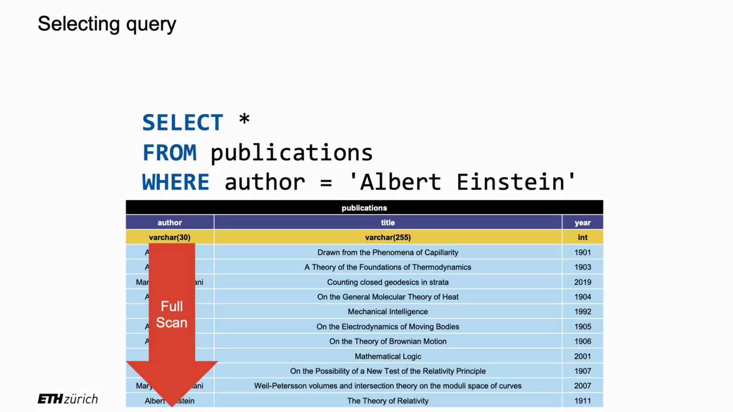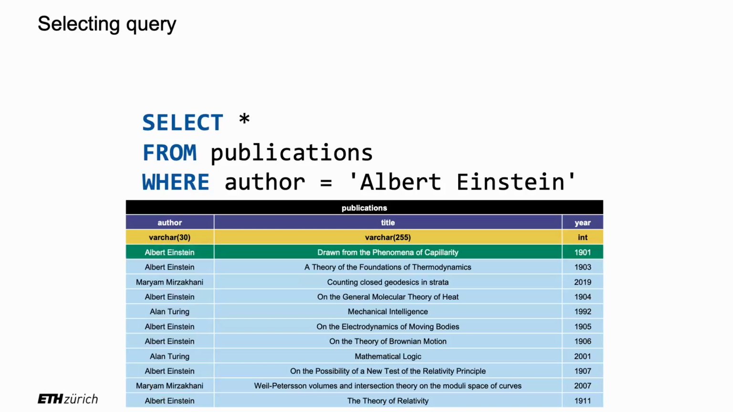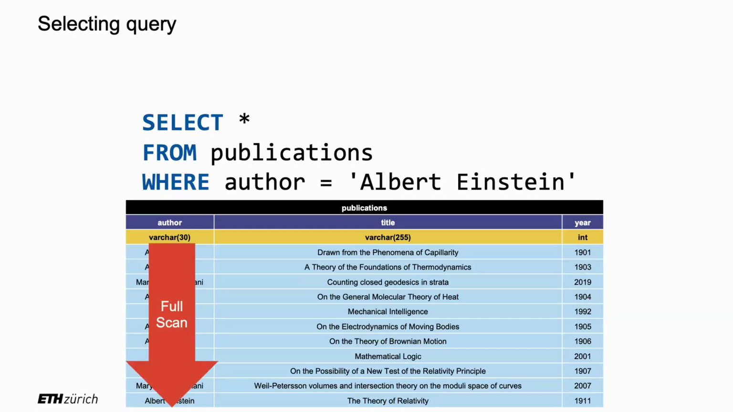That is called the full scan of the table. So what PostgreSQL would do is it looks at the records one by one, and either it keeps it or it doesn't keep it.